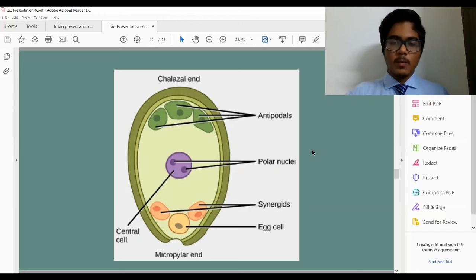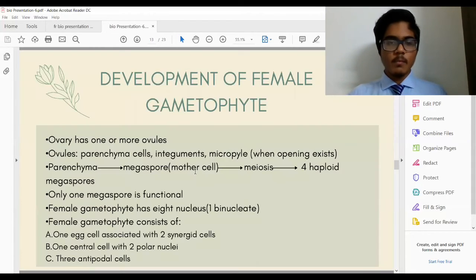So what are the cells found inside here? The egg cell, the first and most important among all the other cells, supported by 2 synergids, 3 antipodals, and 1 central cell, which is also important in the formation of endosperm.